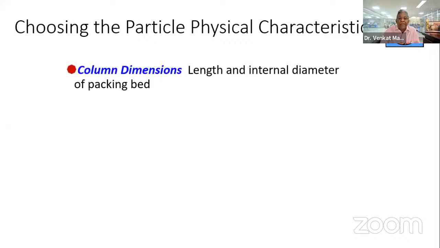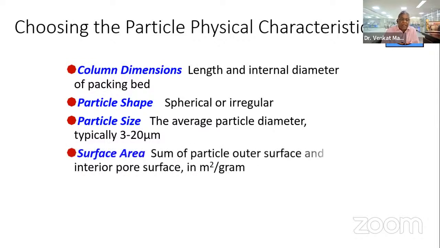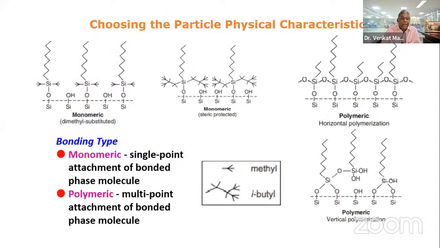Now, before that, the particle size plays a very important role. How to choose a particle? It depends upon the dimension, length of the column, internal diameter of the column, and also the particle shape, irregular or spherical, and also the average particle diameter varying from 3 to 20 micrometer. Then surface area also plays an important role, because the entire physical adsorption process is totally surface chemistry. Okay, now how to choose the particle characteristics?